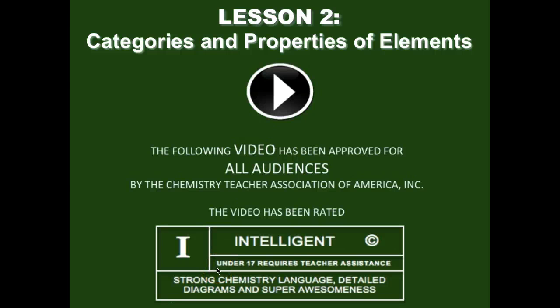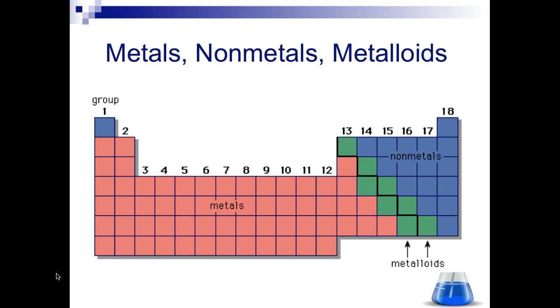Alright guys, let's talk about lesson 2, which is categories and properties of elements. So first we need to identify where certain elements are found on the periodic table. As you can see by this diagram, all of the metals are found to the left side of the periodic table, all the areas in the pink. All of the nonmetals are found in the blue part of the periodic table, and all of the metalloids are in this green section here in the middle that surrounds this stair step.